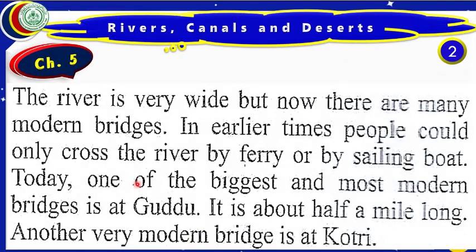Dear students, the river is very wide, but now there are many modern bridges. In earlier times, people could only cross the river by ferry or by sailing boat. Today, one of the biggest and most modern bridges is at Guddu. It is about half a mile long. Another very modern bridge is at Kotri. Dear students, Guddu and Kotri are places on the river Indus. This was second part of our lesson.